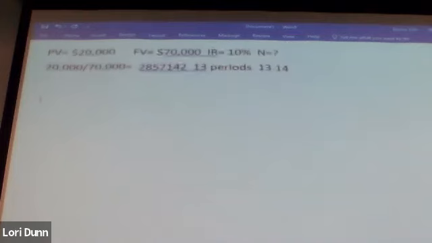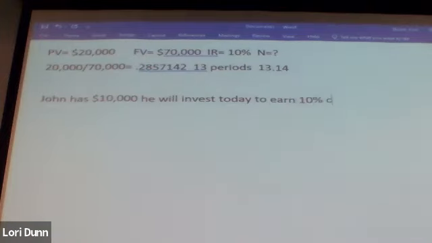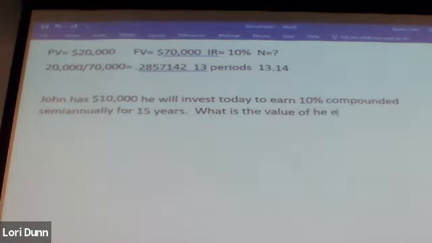So now, watch what happens. John has $10,000 he will invest today to earn 10% compounded semi-annually for 15 years. What is the value of the investment at the end of 15 years? So he has $10,000 today. He's going to put it in an investment vehicle that earns 10% interest compounded twice a year for 15 years. So what will that amount accumulate to at the end of 15 years?